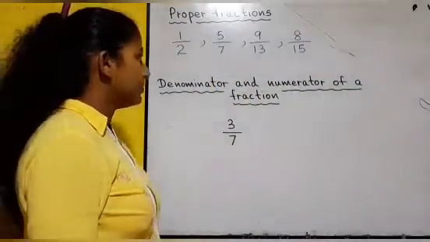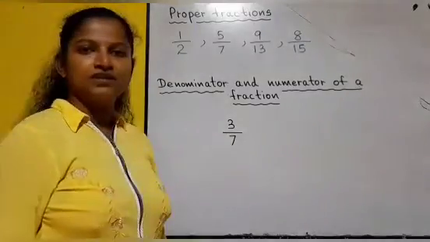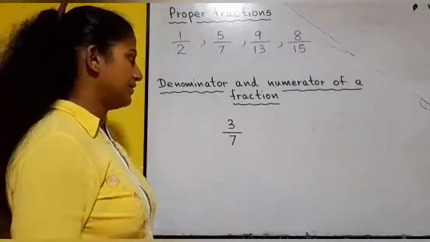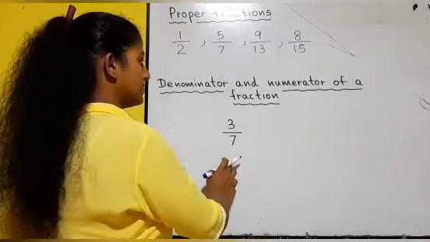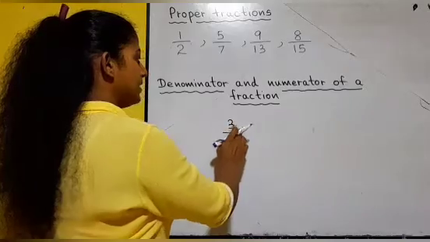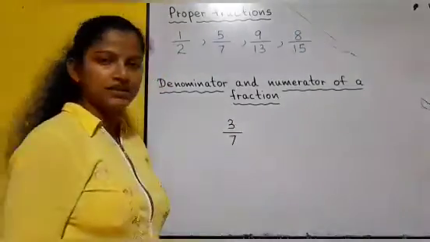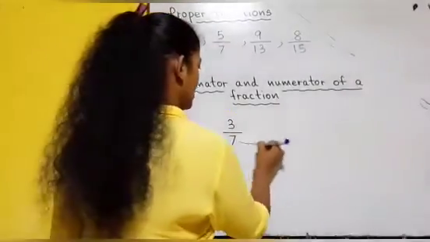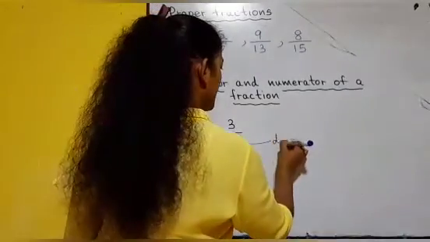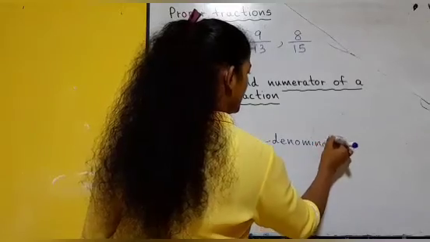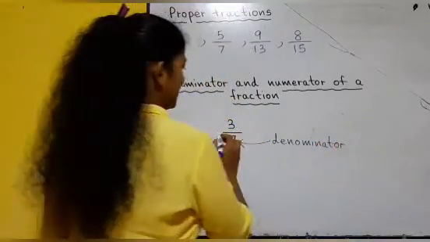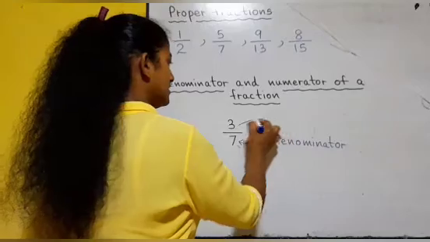So, then the denominator and numerator of a fraction. How can we identify that? We will consider this given fraction, 3 over 7. The number below the line is called the denominator. So, 7 is the denominator here. Then the number above the line is the numerator.